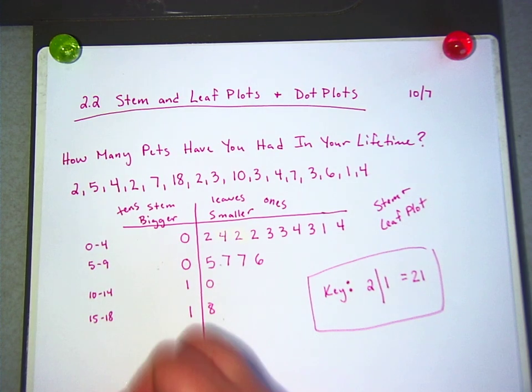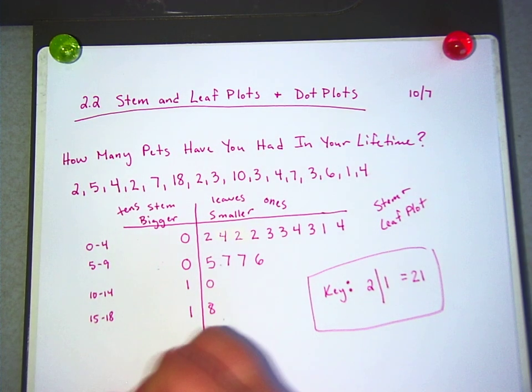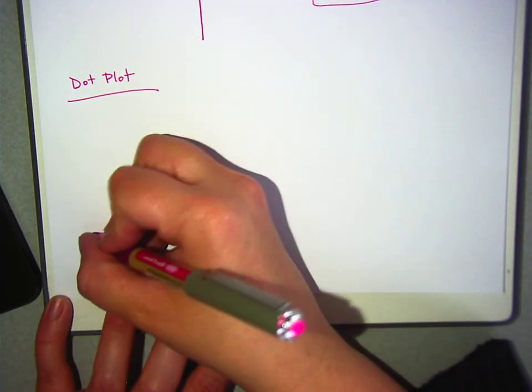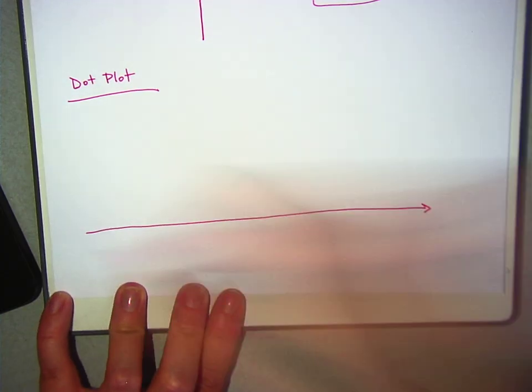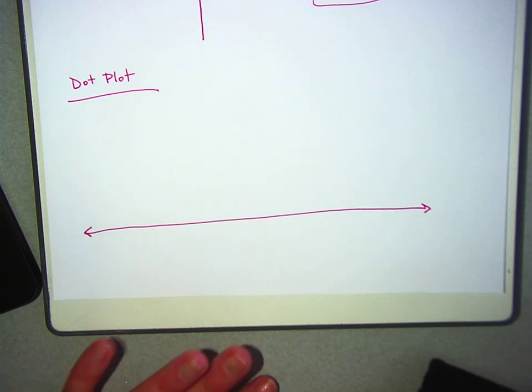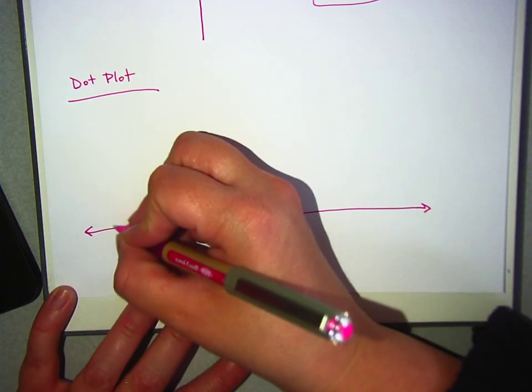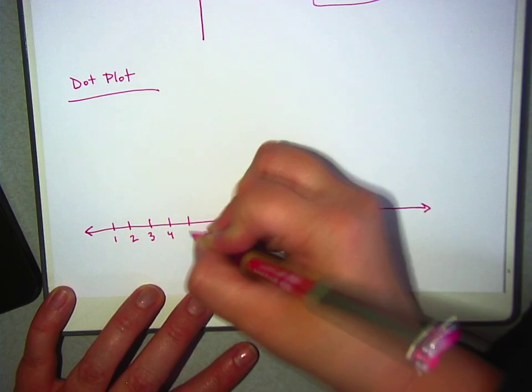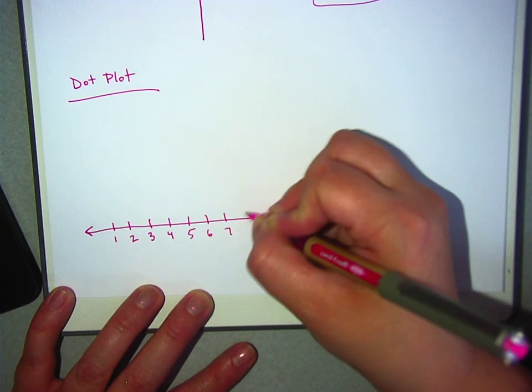Next one we're going to do is called a dot plot. This one looks like a number line. And we need to have all the numbers in there, so we're going from what, 0 to 18? I guess our smallest one is 1. So 1, 2, 3, you can skip as well, I'm not going to. 5, 6, 7, 8.